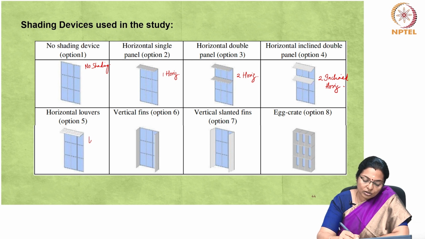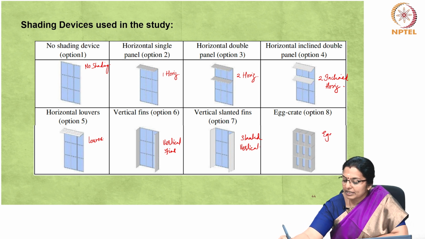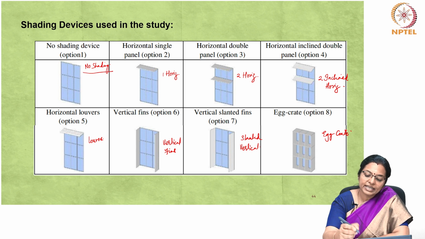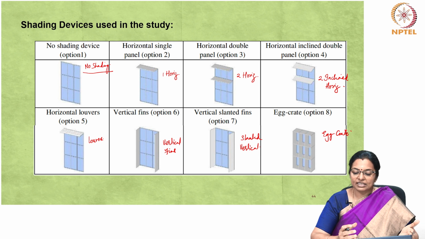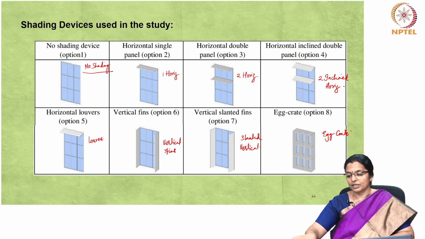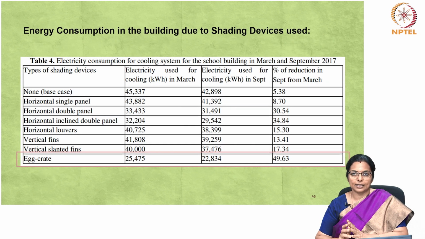Fifth one is horizontal louvers. Sixth option is vertical fins. Seventh option is slanted vertical fins. And eighth option is egg crate. So, if we consider the first option, no shading, as a condition where no shading device is used, then 7 different options of shading devices along with one no shading is considered in this study.